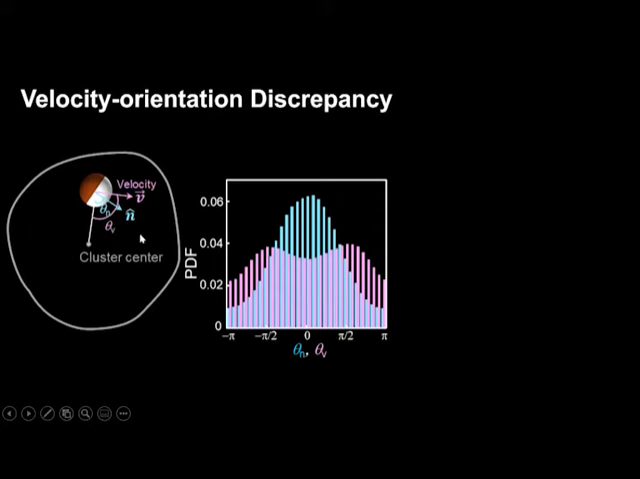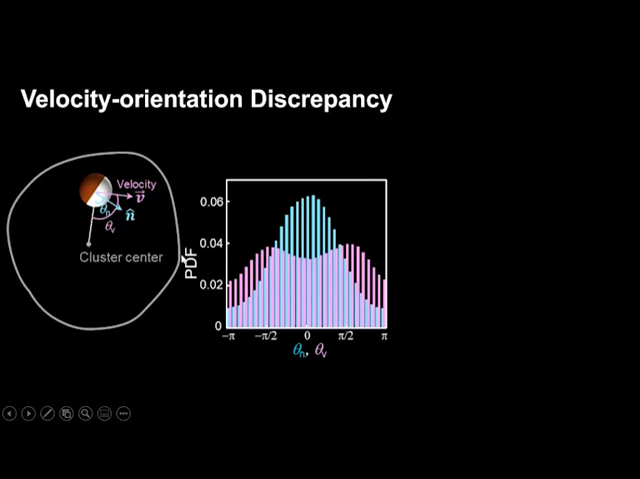Here we define theta n, which is the angle between its geometric orientation and the vector pointing from the particle to the cluster center, and theta v, which is the angle between the velocity vector and this vector pointing toward the center. Oh, I forgot, is this vector pointing toward the center or toward the particle? But I think it's toward the cluster center. It doesn't have the arrow here, which is weird.